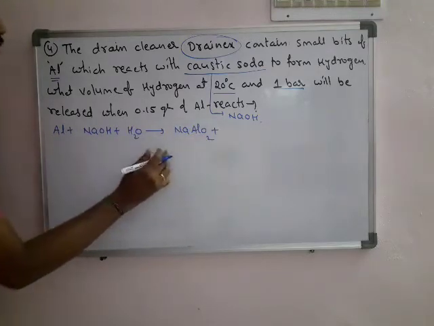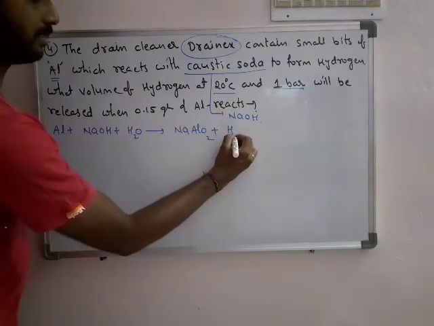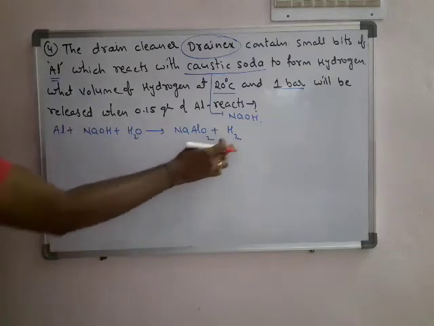Here what forms is sodium meta aluminate. So it is a must to know the reaction. So aluminum reacts with sodium hydroxide in aqueous medium, forming sodium meta-aluminate and hydrogen.